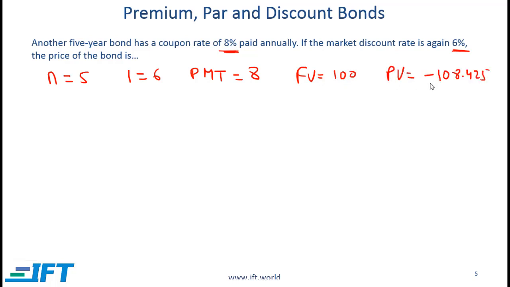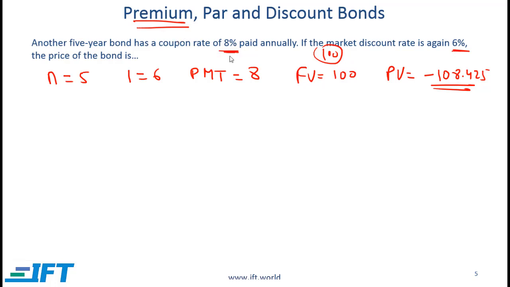The present value is minus 108.425. This is larger than the par value of 100. When we have a bond which is valued more than par value, then we say this is a premium bond.